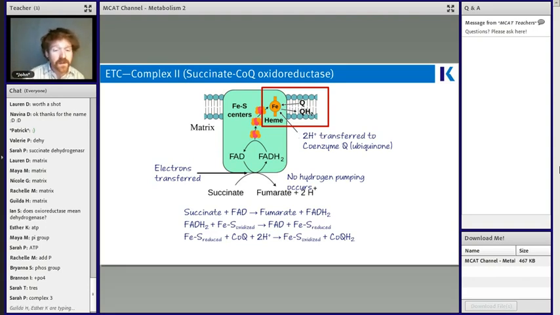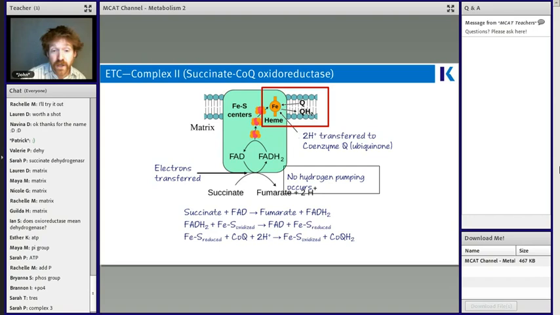So there are several things to know about complex 2, but a couple of things are very unique. Notice that this is the only site in the electron transport chain where hydrogens are not pumped. So you've got to memorize that. That's a big high yield point. It's also the only part that's part of the Krebs cycle as well, and the only part where we actually utilize FADH2. So complex 1 is NADH, complex 2 is FADH2, and complex 2 is the only place that protons do not get pumped.